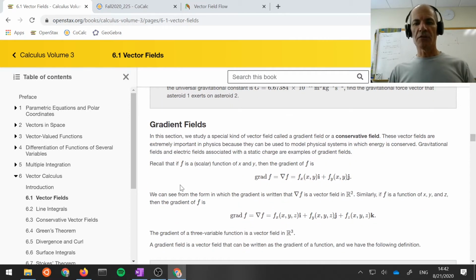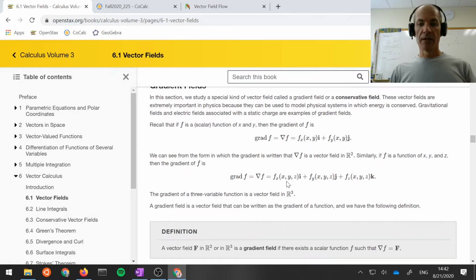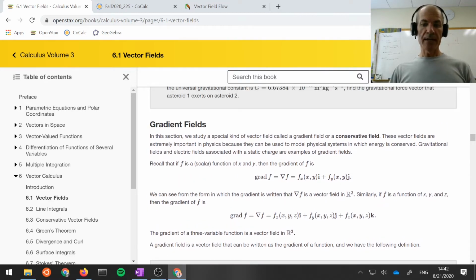So this is an important area. As I mentioned, a gradient field is one that is constructed by taking the gradient of some scalar function f. Remember that the gradient of f is the partial of f with respect to x in the i component, and the partial of f with respect to y in the j component, and additionally maybe the partial of f with respect to z in the k component in the case of 3 dimensions.